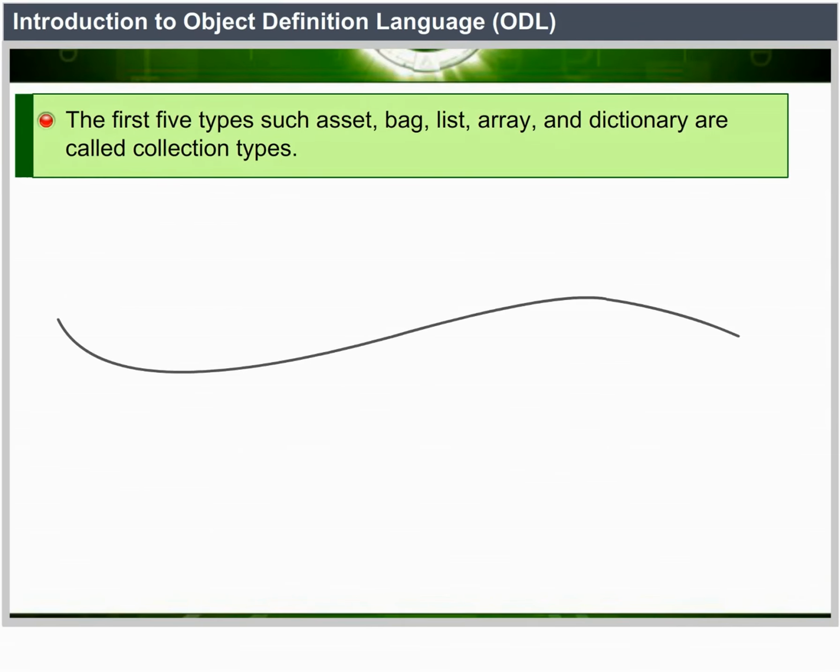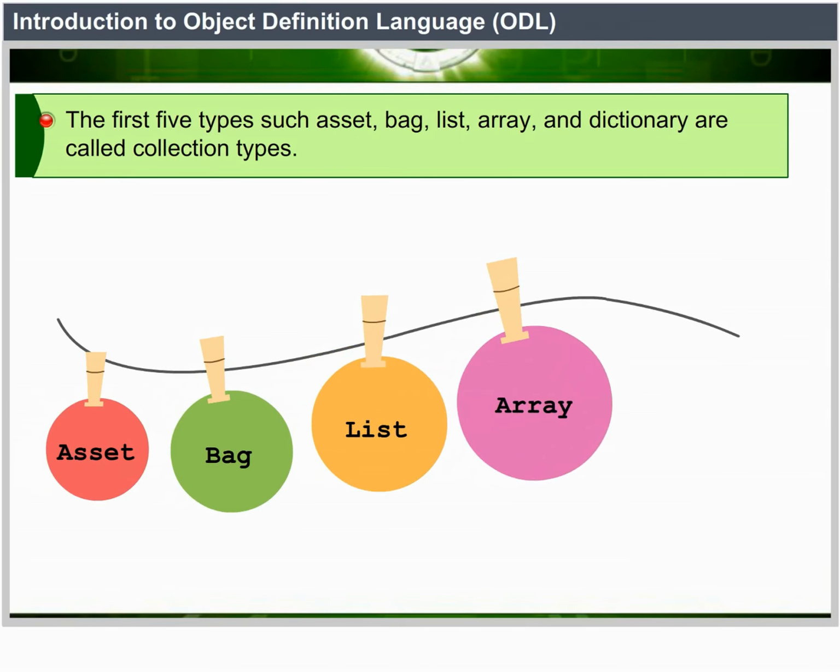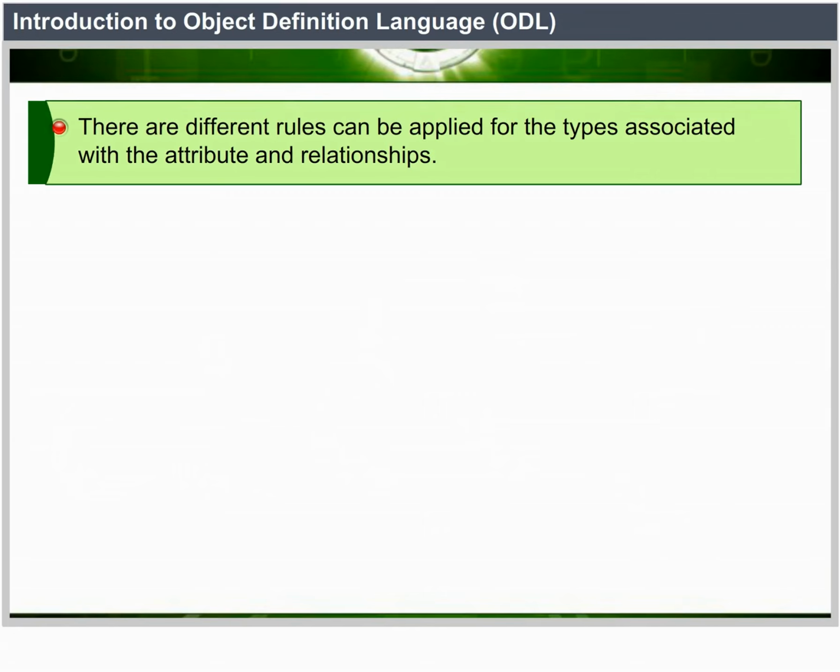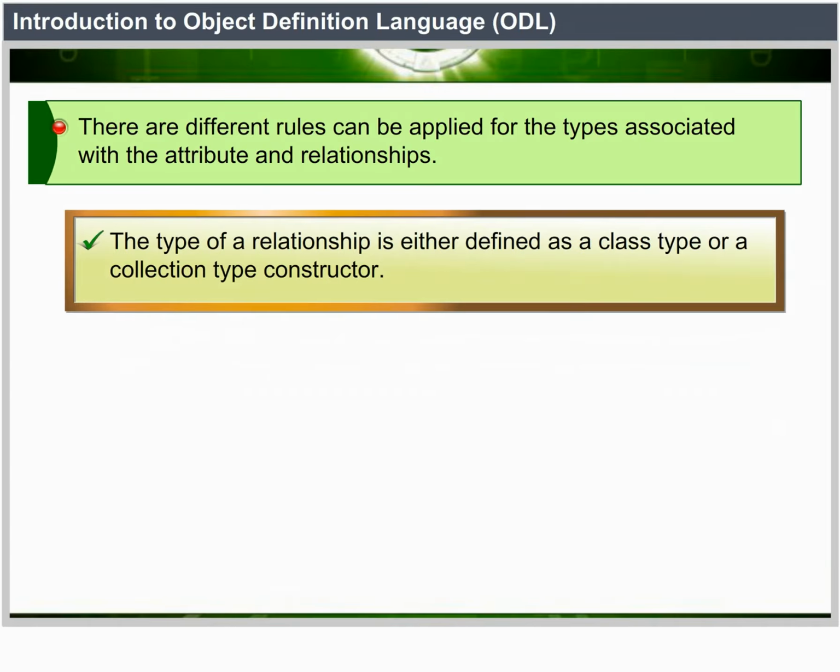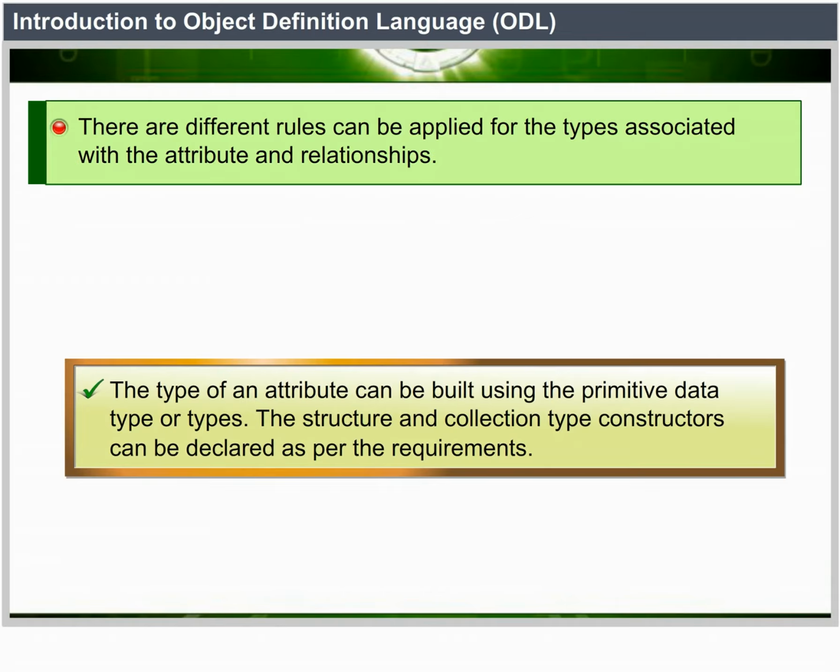The first five types, set, bag, list, array and dictionary, are called collection types. There are different rules about which types may be associated with attributes and which with relationships. The type of a relationship is either a class type or a single use of a collection type constructor applied to a class type. The type of an attribute is built starting with the primitive type or types. We may then apply the structure and collection type constructors as we wish, as many times as we wish.